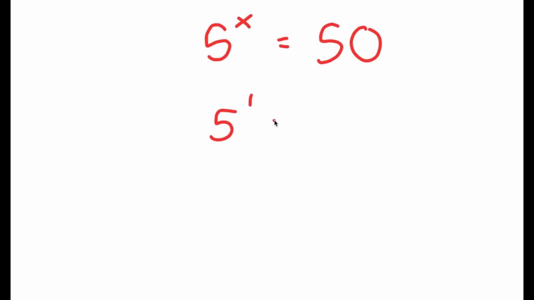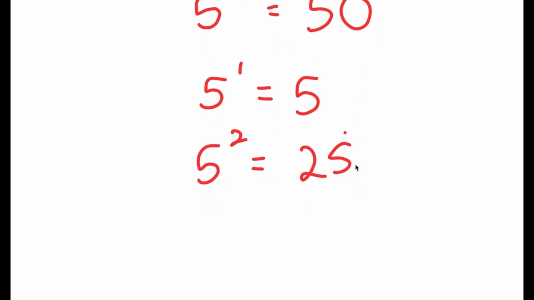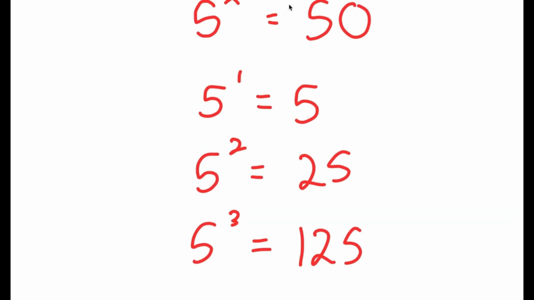So if x is 1, then I get 5 to the power of 1, which is equal to 5, and this is too low. Now if x equals 2, I get 5 to the power of 2, which is 25, and this again is too low. Now if x equals 3, then I have 5 to the power of 3, which is 125, and this is way too high. So we know that the value of x is going to be somewhere in between 2 and 3, meaning it's going to be a decimal.